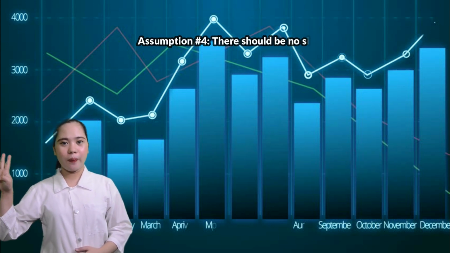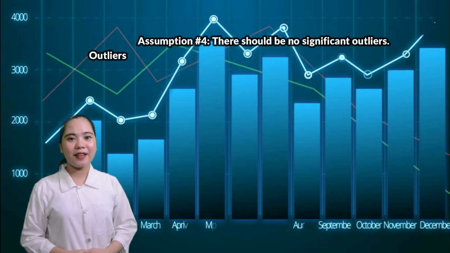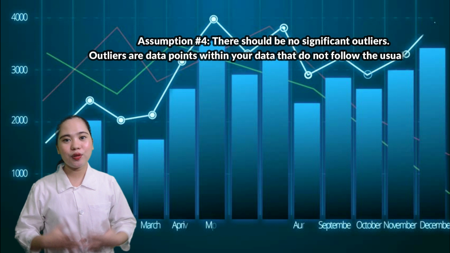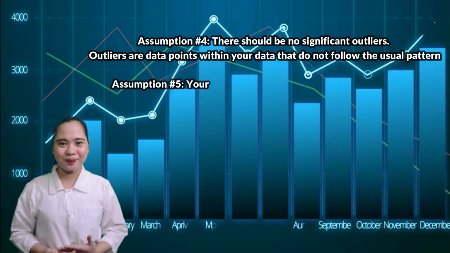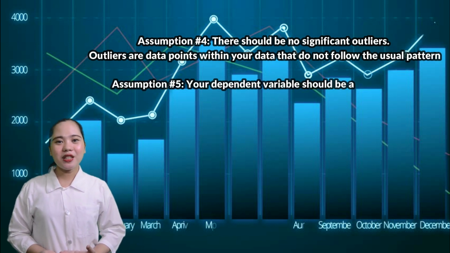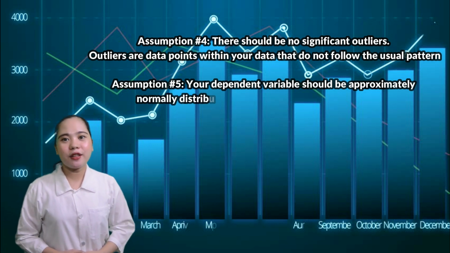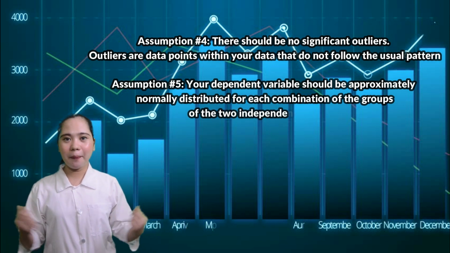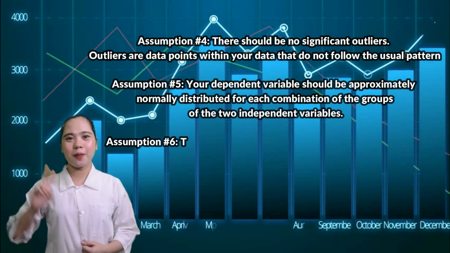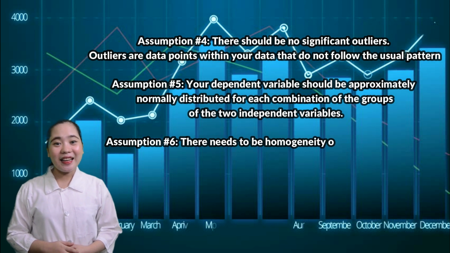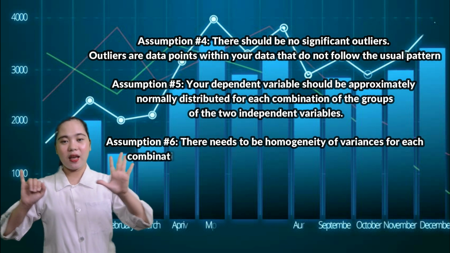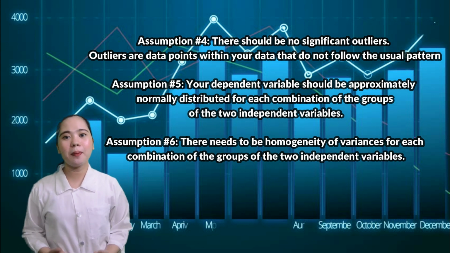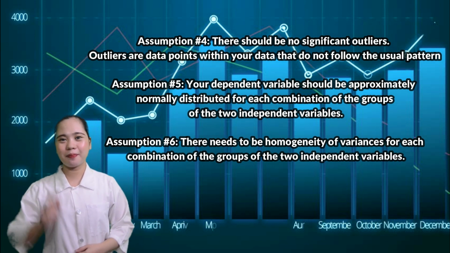Assumption number 4: there should be no significant outliers. Outliers are data points within your data that do not follow the usual pattern. Assumption number 5: your dependent variable should be approximately normally distributed for each combination of the groups of the two independent variables. And last, assumption number 6: there needs to be homogeneity of variances for each combination of the groups of the two independent variables.